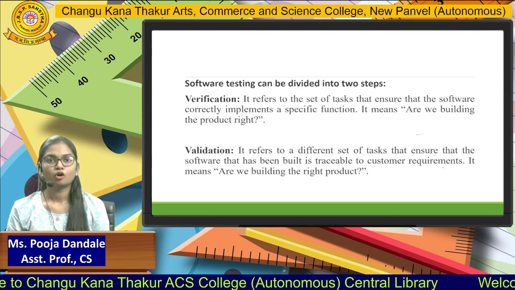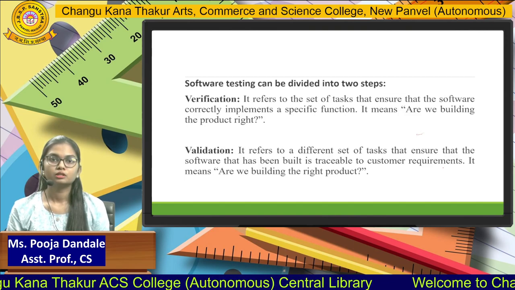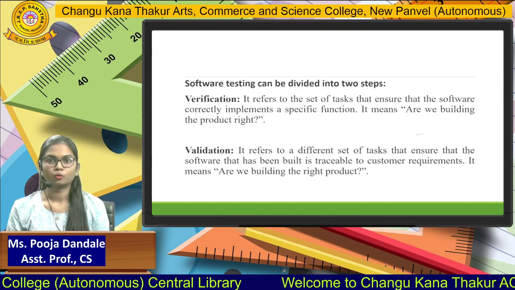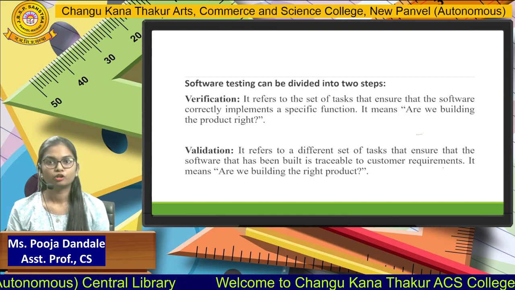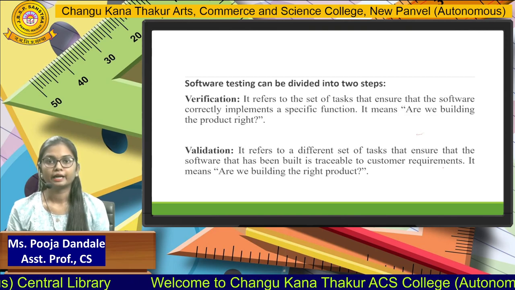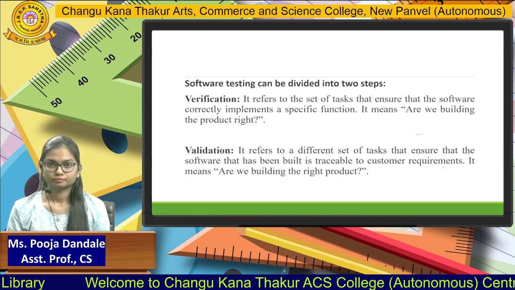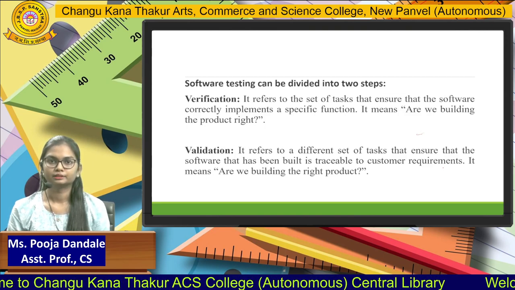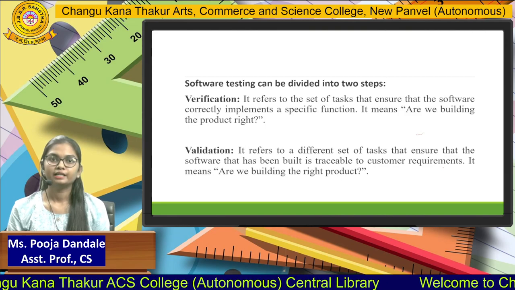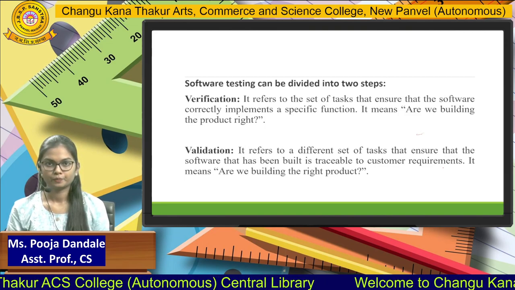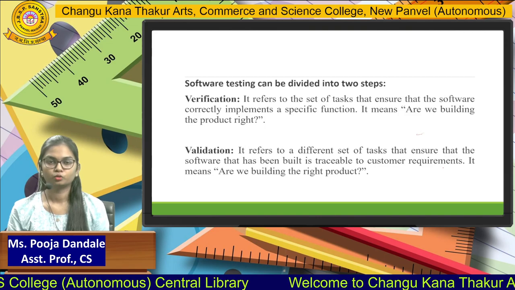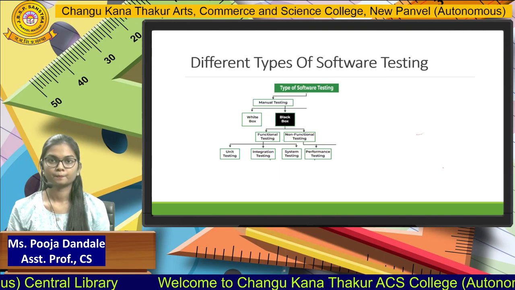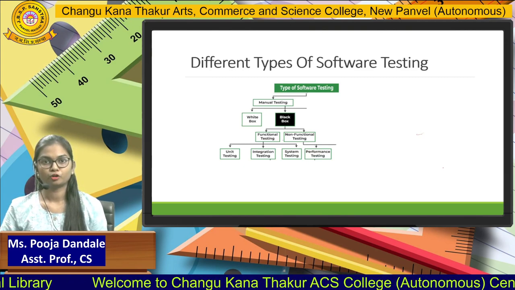Now, when we talk about validation, the important question that we ask ourselves is, are we building the right product? When we refer to the different sets of tasks that ensure that the software we build meets the customer requirements, it means that we are validating the software that we are building. These are the two steps that we go through while we are testing software.